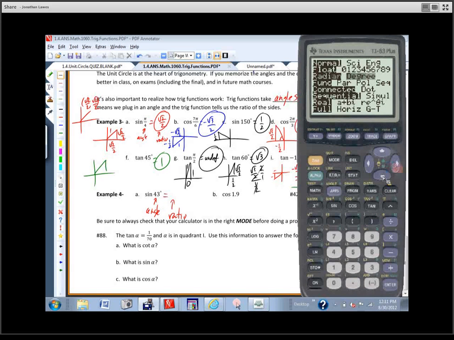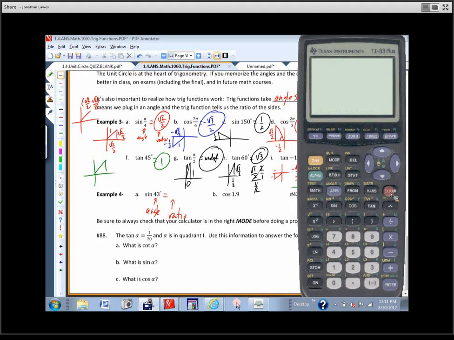So I'm going to put this in degree mode, hit enter, clear this off, and I'm just going to type in the sine of 43 degrees. Literally, we just type it in like that, and the answer is 0.682.